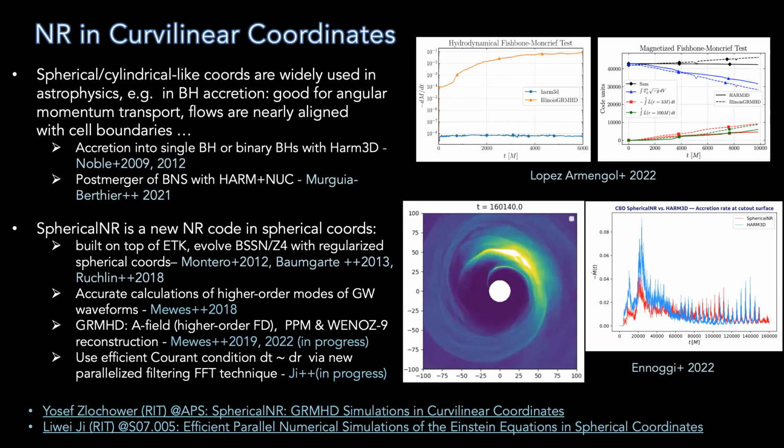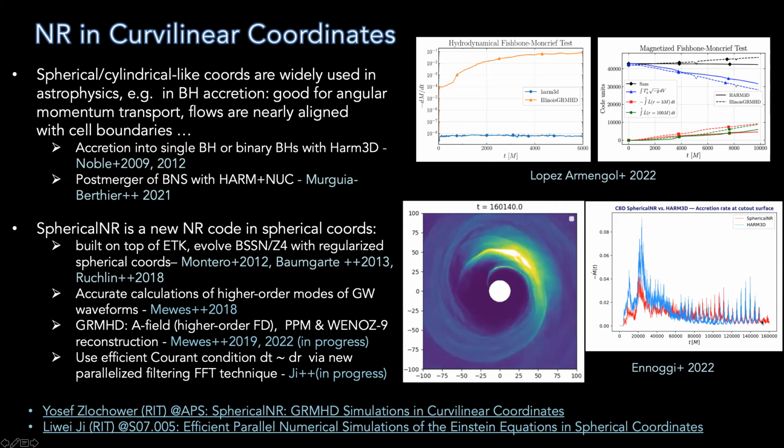Okay, there are various codes that use spherical coordinates. One of the codes I want to mention here is SphericalNR, which is built on top of the Einstein Toolkit and has GRMHD implemented. I don't have, unfortunately, time to go into all the details, but some early comparisons of this code have been made with an existing and mature code like HARM3D.